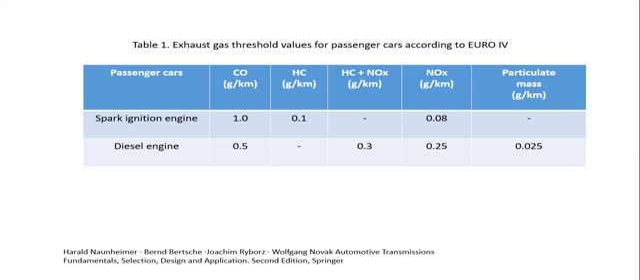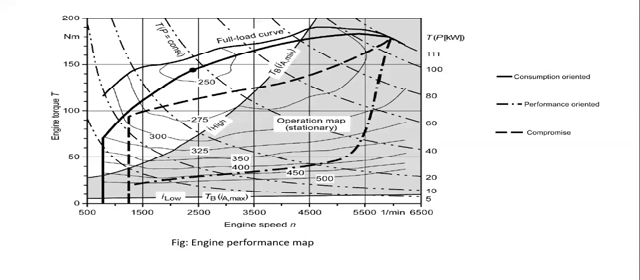So this is the table shown by the Euro 4 norms, which shows the exhaust gas threshold values for passenger cars. This is the maximum limit in grams per kilometer of vehicle or fuel utilized for SI and CI engines. So a vehicle should not cross these limits in order to meet the Euro 4 norms. And this is the performance map of an engine.